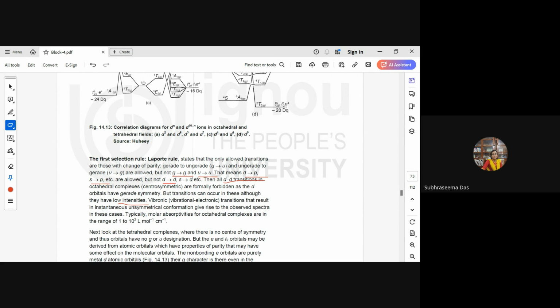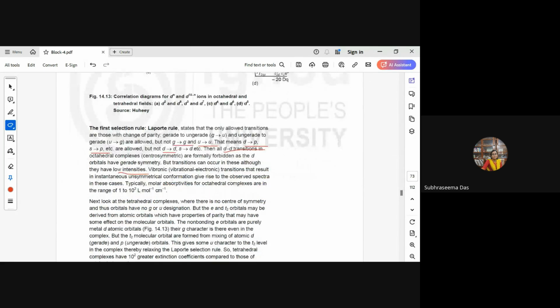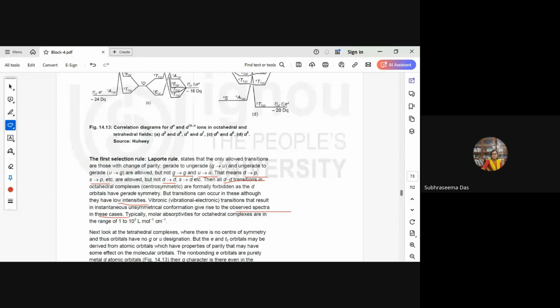Now, vibronic transition: the term vibronic is a combination of vibrational and electronic. The vibrational part corresponds to the IR spectra, and the electronic transition is mostly in the UV region. They result in instantaneous unsymmetrical conformation and give rise to the observed spectra in these cases. The molar absorptivity, epsilon, for octahedral complexes where d-d transitions happen is very low, and although the d-d transitions occur with very low intensity, they still impart a certain color.